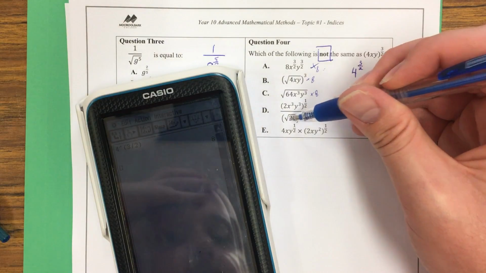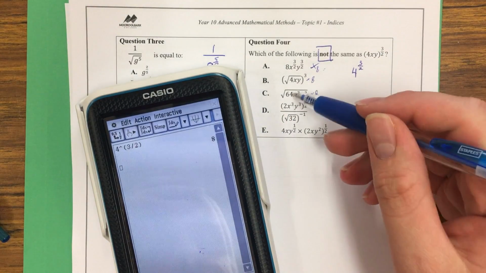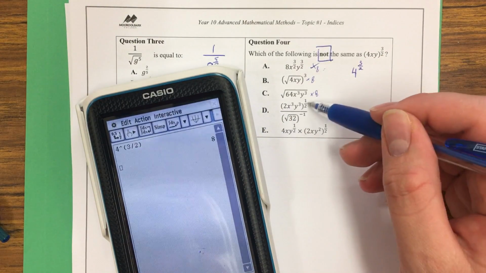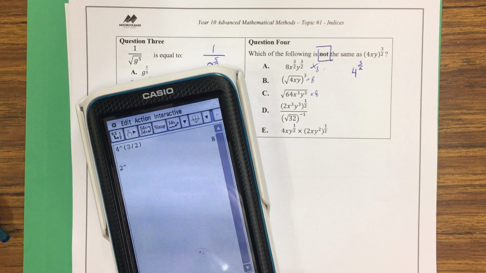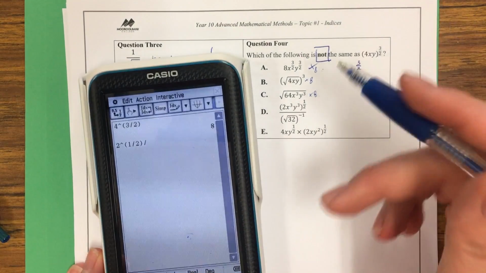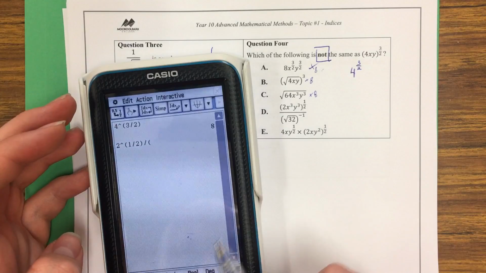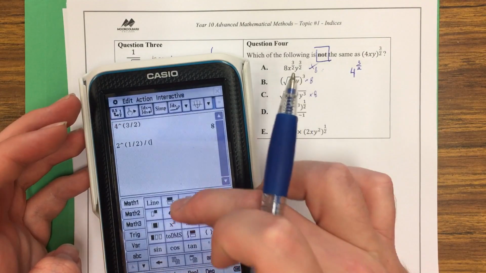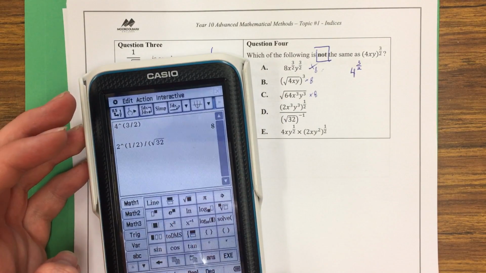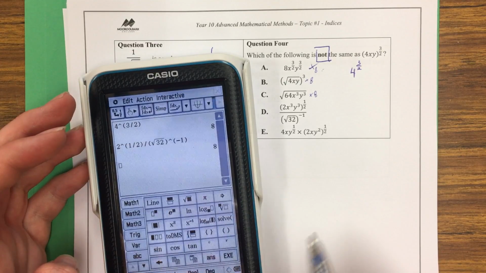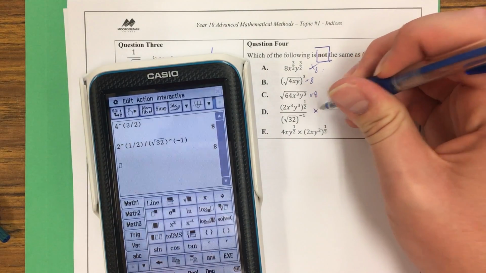So this says root 32. So the square root of, so 2 to the power of a half of 1/2 divided by the square root, so I'm just going to use the square root of 32 to the power of negative 1 is also equal to 8. So it can't be that one.